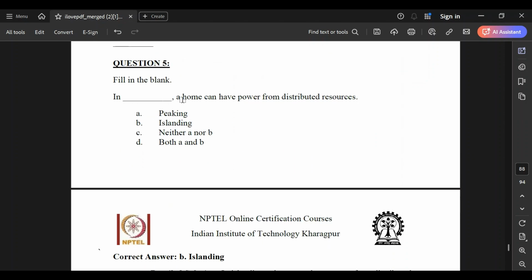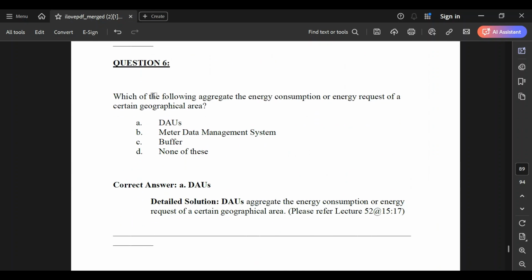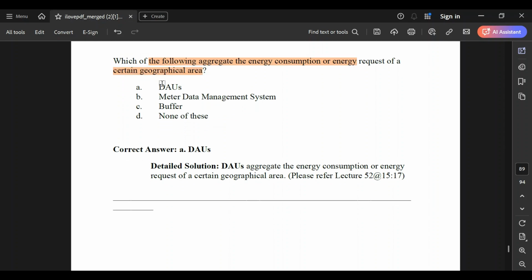In dash, a home can have power from distributed resources. So islanding is there. Option B is there. Okay, have a look at option B. Which of the following aggregates the energy consumption or energy request for certain geographical areas? So it is DAU.